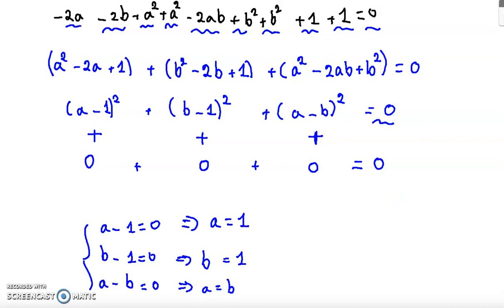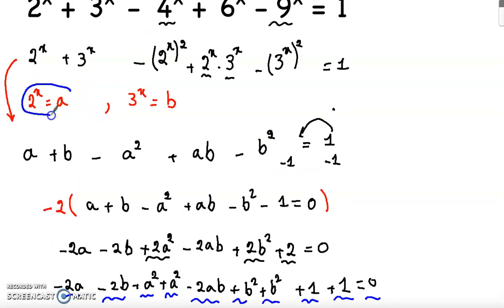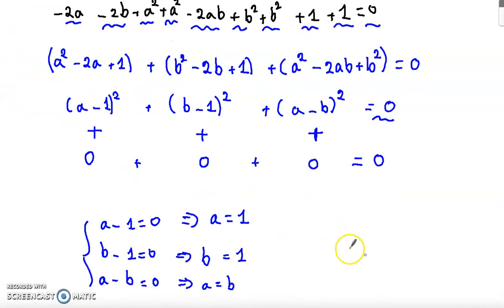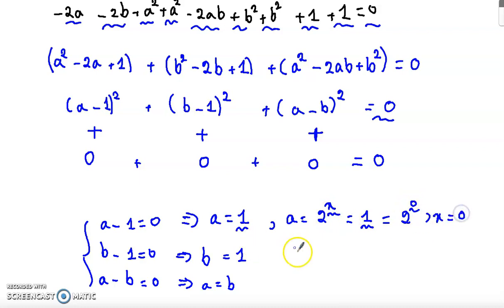But if we go back, we took a equal to 2 to power x and b equal to 3 to power x. So here a equal to 2 to power x equal to 1, and 1 is equal to 2 to power 0. So x equal to 0. And b equal to 3 to power x equal to 1, and 1 equal to 3 to power 0, so x equal to 0. So the solution for this equation is x equal to 0.